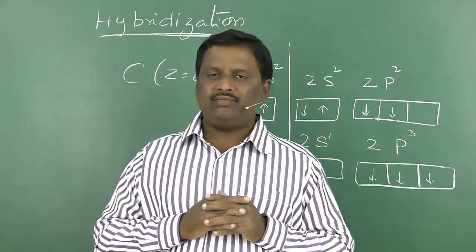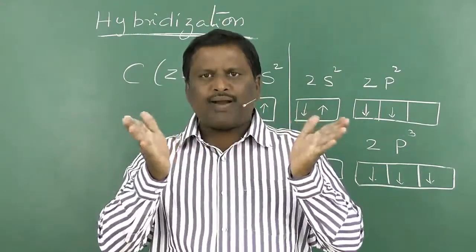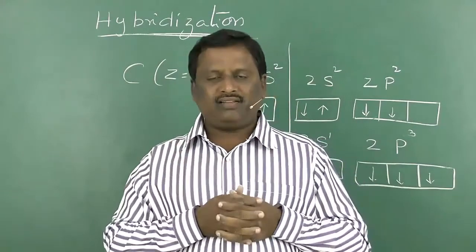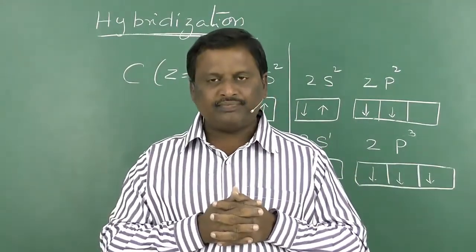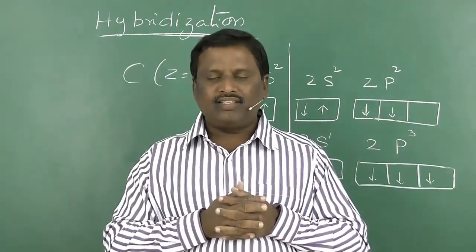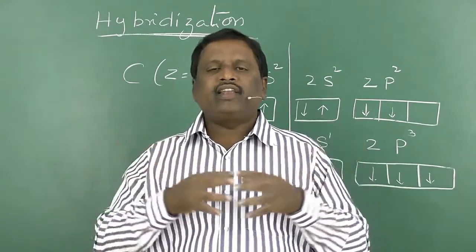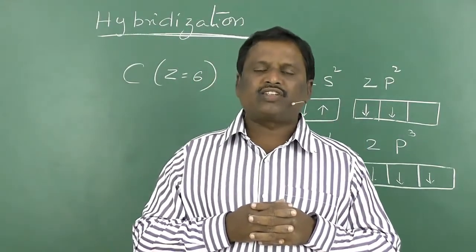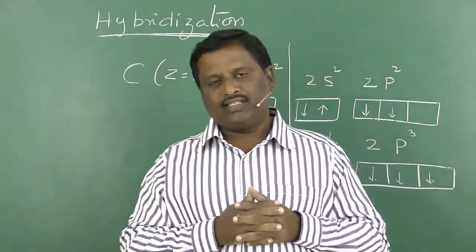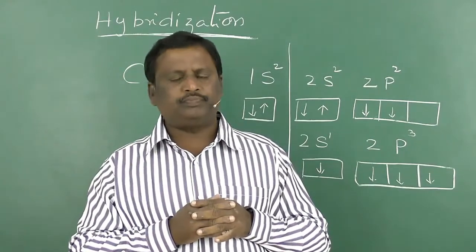What is symmetry? Symmetry means if we can divide it into two equal parts through its axis, we call it symmetry. That means if 4 bonds are there, tetrahedral is the symmetrical structure. If 3 bonds are there, trigonal planar is the symmetrical structure. If 2 bonds are there, then linear arrangement is the symmetrical structure. If 5 bonds are there, trigonal bipyramidal is the symmetrical structure. If 6 bonds are there, octahedral is the symmetrical structure.